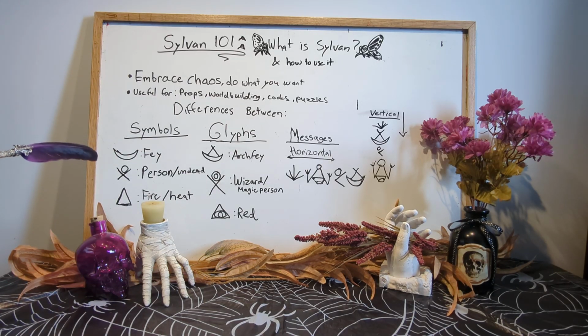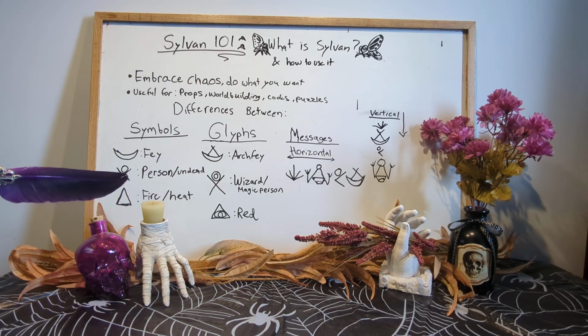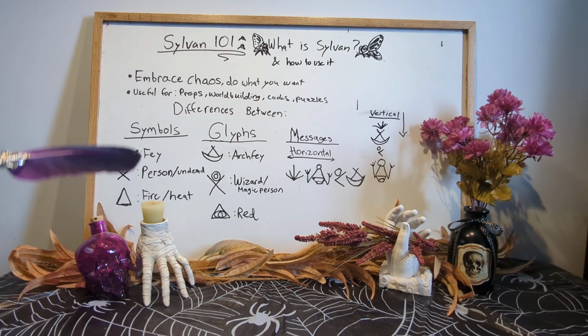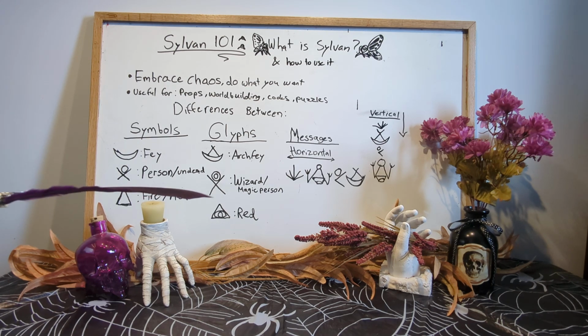So basically we have here, as an example, three symbols. Our first one is an important one. We have the crescent, which means fae creature or fae. You'll see it in a lot of various props that I'll be making in the future or showing off in the future. The other important symbol here is the little X with the circle on top, which is meant to represent a person's body with limbs and the head on top. It means person or undead.